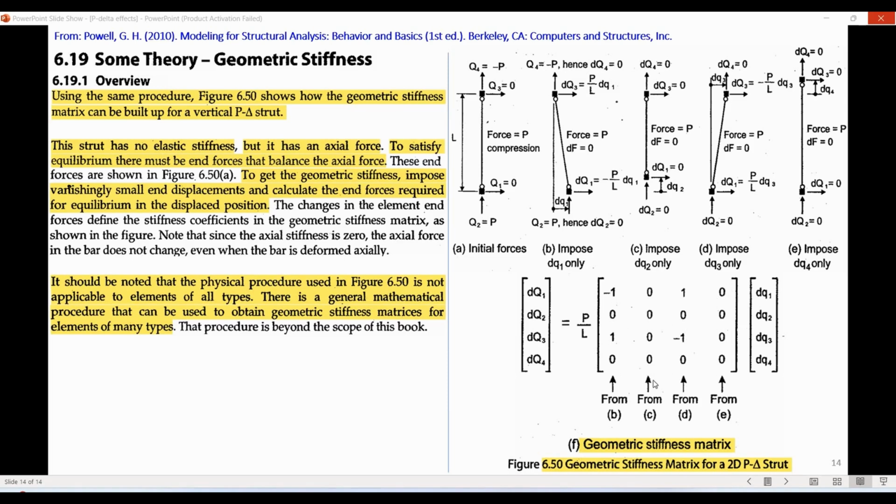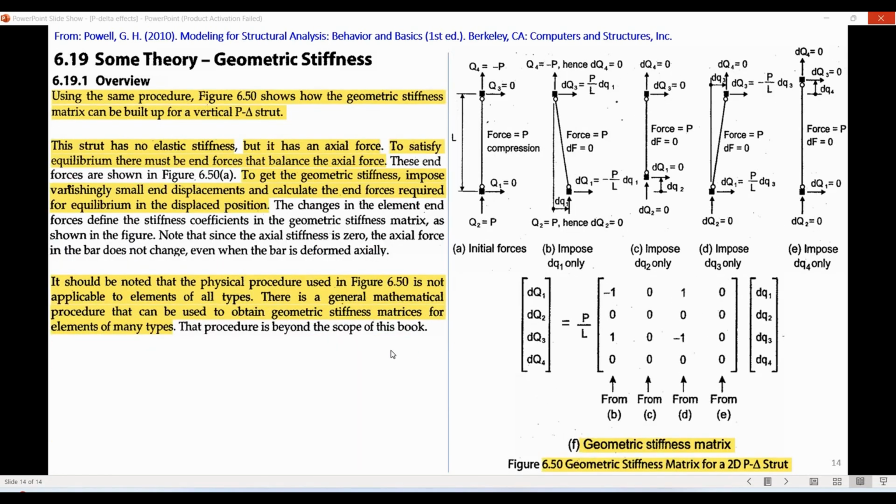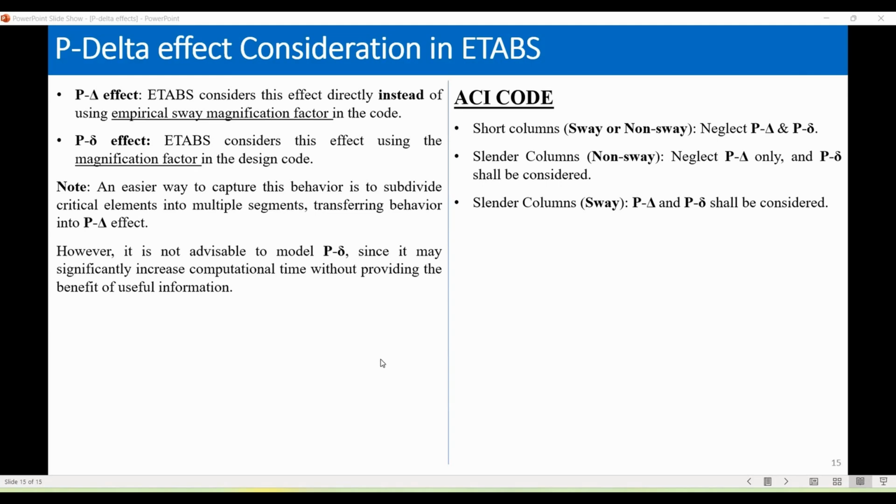And at the end, we need now to subtract the geometric stiffness from the elastic stiffness, and in this way we will have a reduction in stiffness. And that's actually what ETABS does when we include the P delta effect. And after this long discussion, let's check how ETABS deals with the P big delta and P small delta effects.